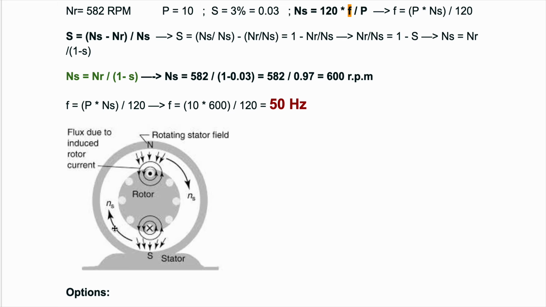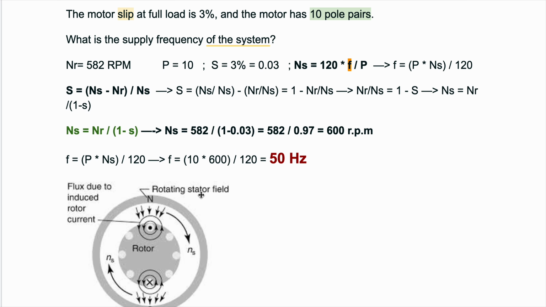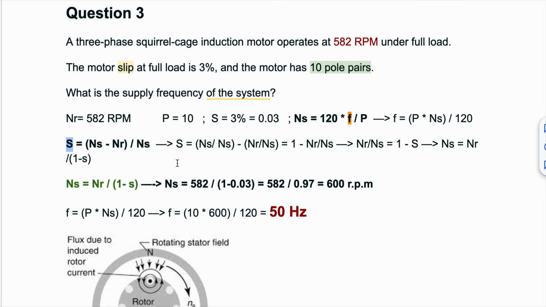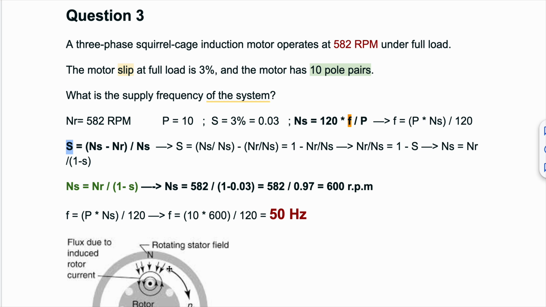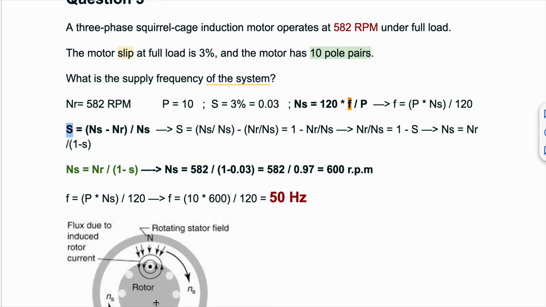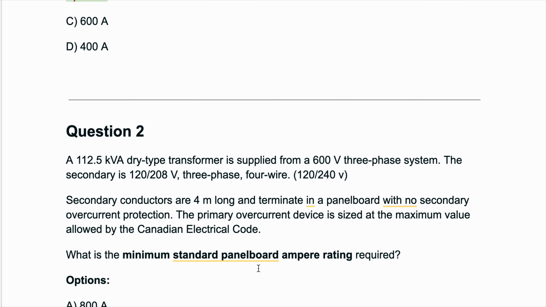speed NS is the speed of the magnetic field of the stator, and also we have a phenomenon about the S. What is the S? It is slip. Slip is the difference between the mechanical speed of the rotor and the magnetic field speed of the stator.